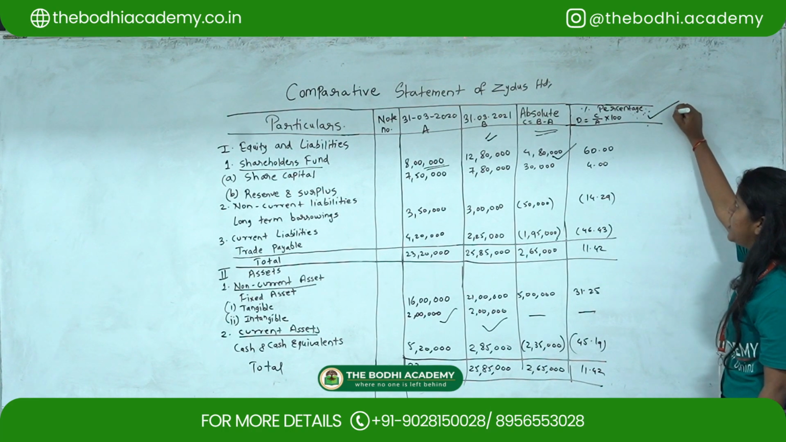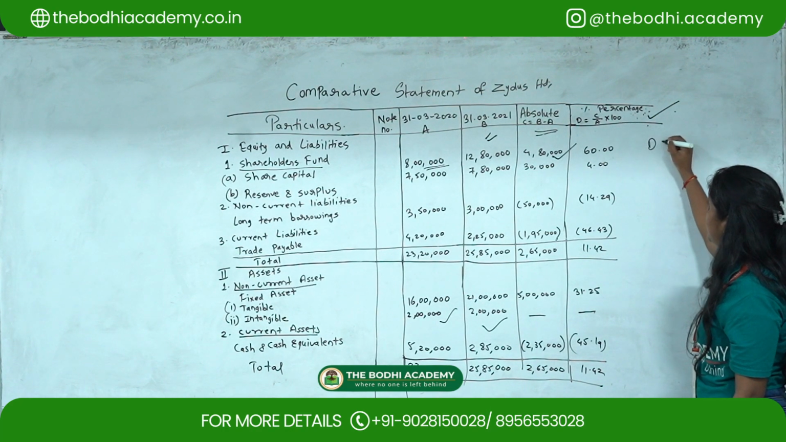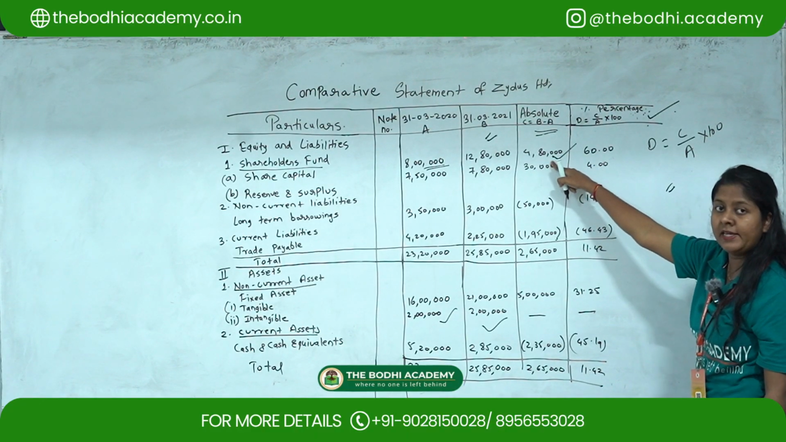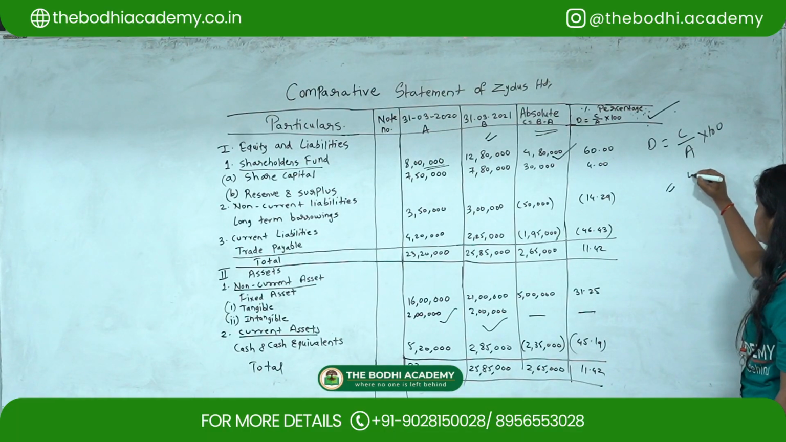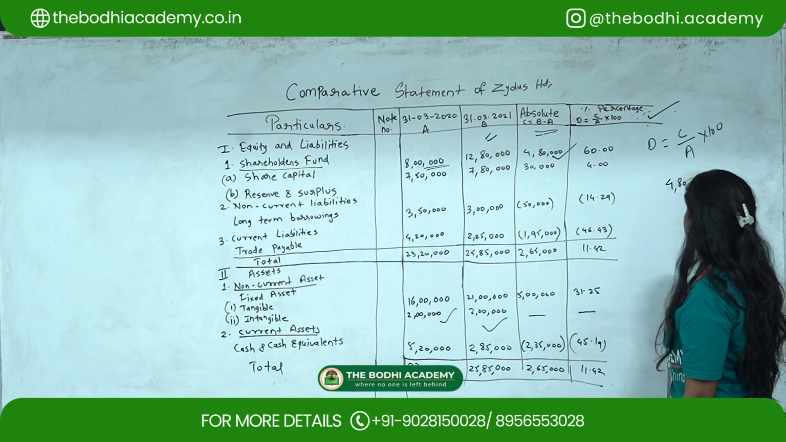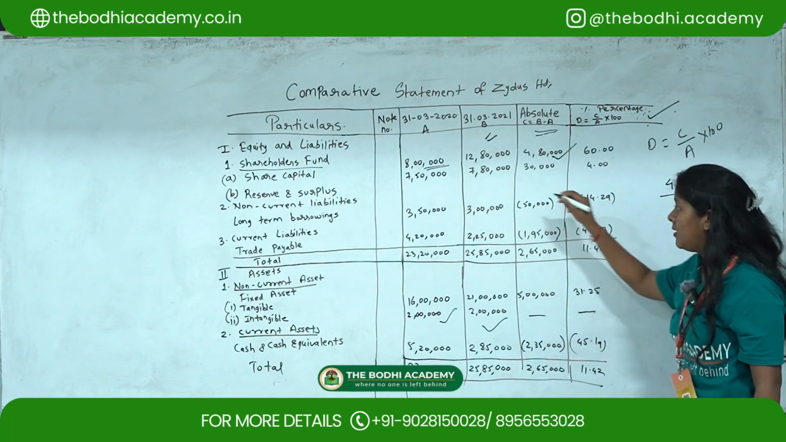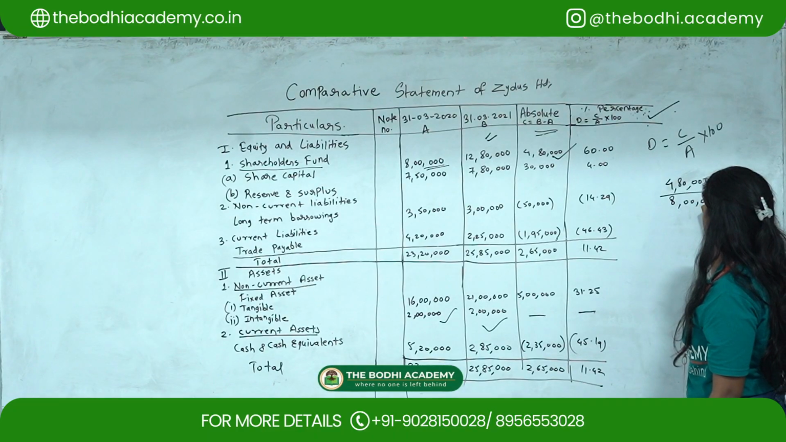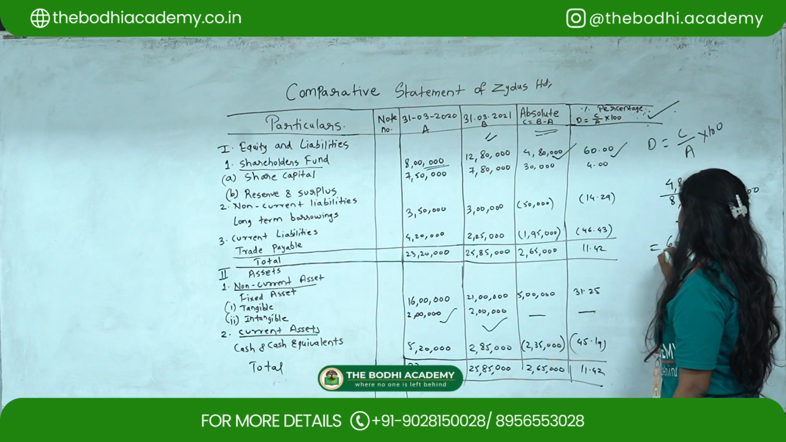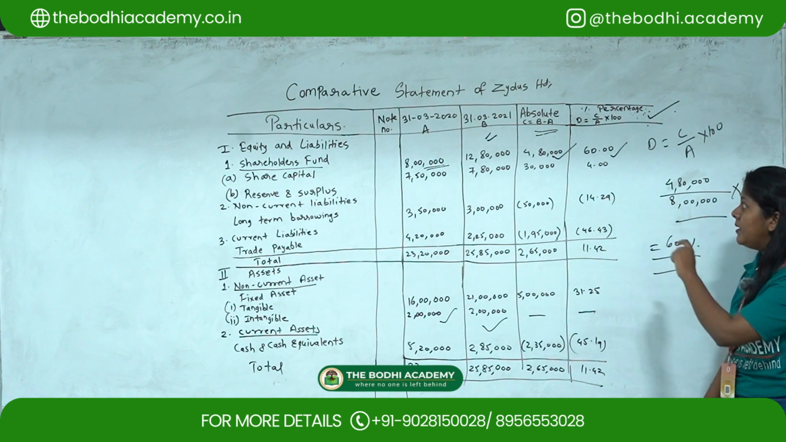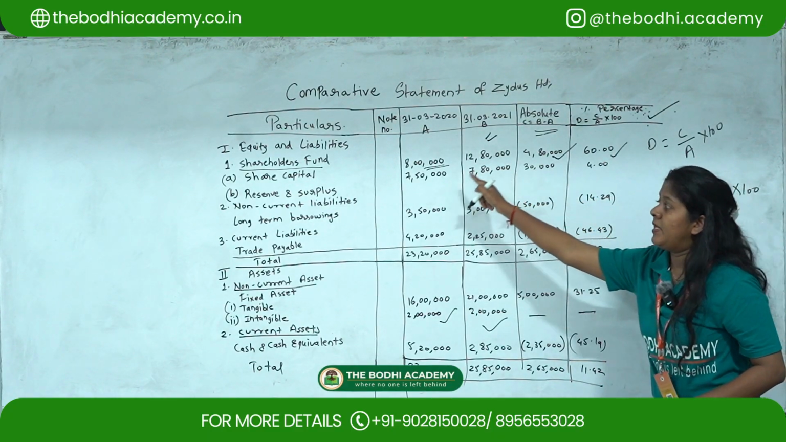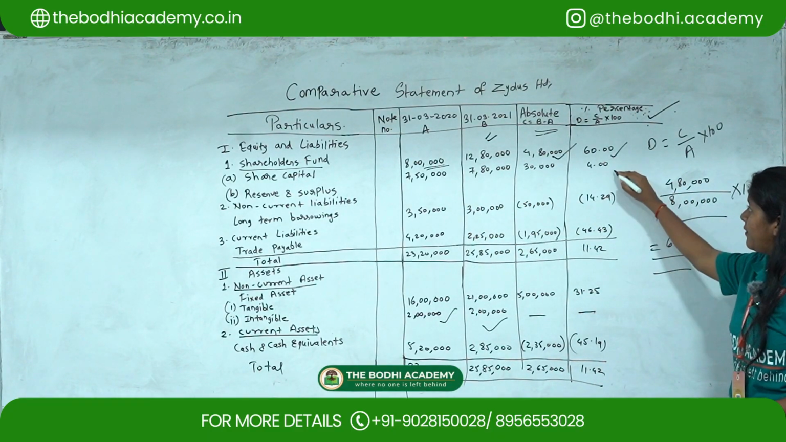But whenever you are going to calculate the percentage change, you have to remember D = C divided by A multiplied by 100. With regards to share capital, C is 4 lakh 80,000. So 4 lakh 80,000 divided by A, which is 8 lakhs, multiplied by 100, which will give you 60%. So this is how you have to find out the percentage column. Then again with regards to reserves and surplus, 30,000 divided by 7 lakh 50,000 multiplied by 100, you will get 4%.